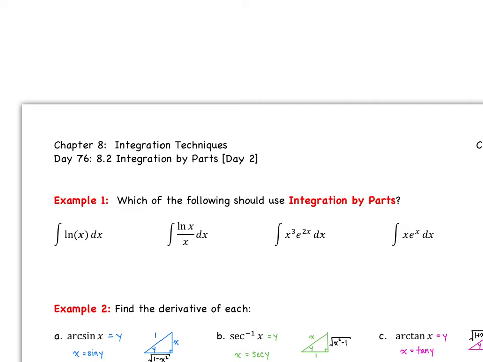Welcome to the second day of 8.2 Integration by Parts. Today's focus is, first, we're going to look at a few examples where you would need to determine if you need parts or not, and then we're going to focus on trig functions today.